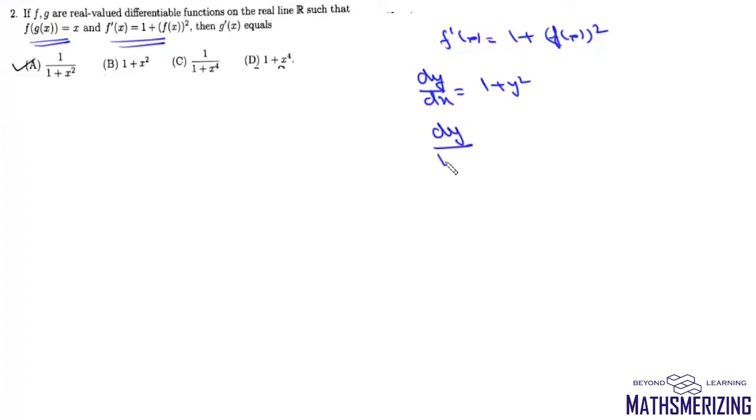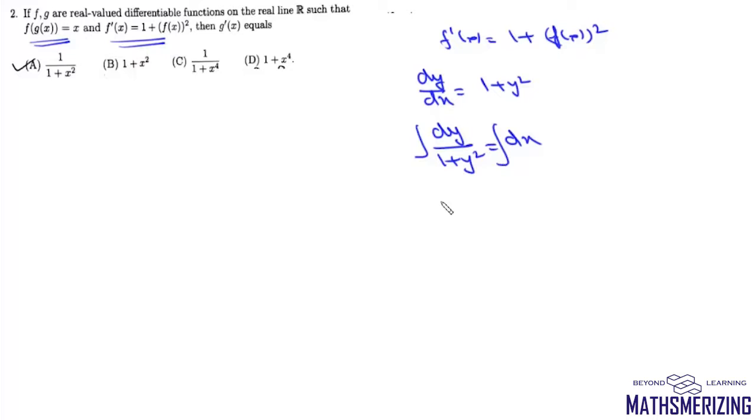Now question number 2 is, if f and g are real valued differentiable functions such that f of g(x) equals x and f dash x equals 1 plus f(x) whole square, then we need to find the value of g dash x. Now we are given this differential equation, which is f dash x is equal to 1 plus f(x) square. So we can write this as dy by dx equal to 1 plus y square, so dy upon 1 plus y square equals dx.